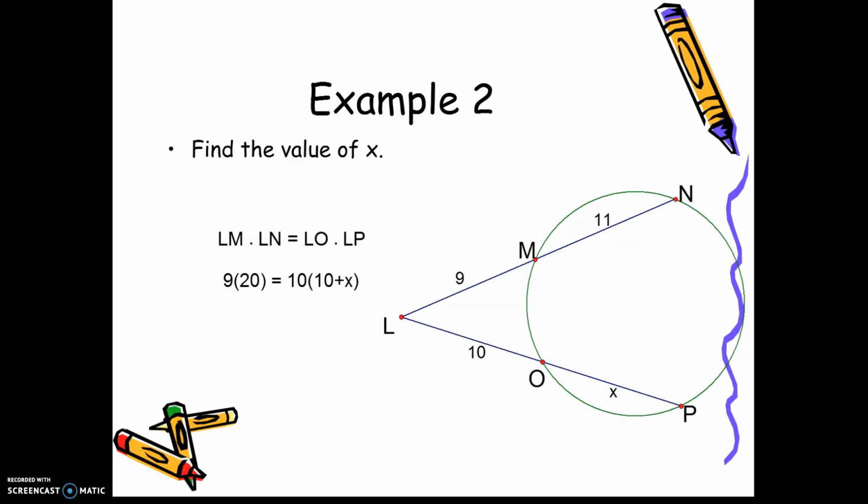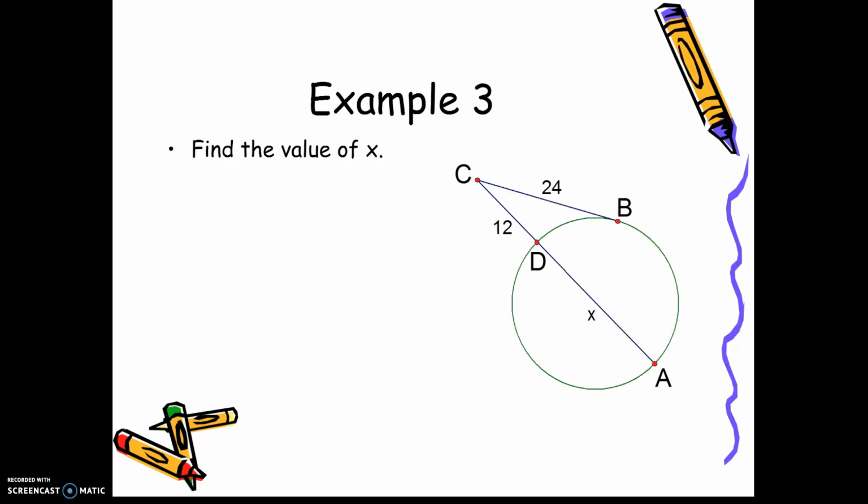And the other secant, the outside part is 10 times the whole thing, which is 10 plus x. And then you just work down and solve that equation. So 180 is equal to 100 plus 10x. And as you continue on to solve that, you're going to get x is equal to 8.